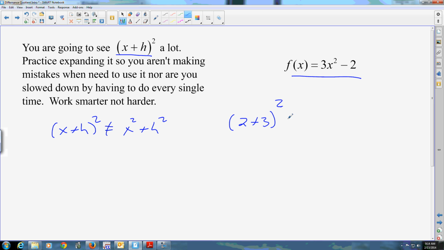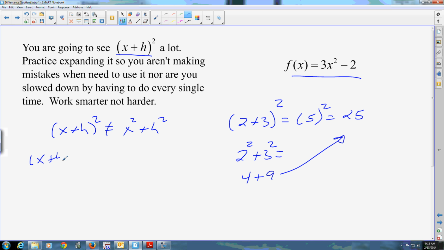You know that 2 plus 3 is 5. 5 squared is 25. If you distribute this in, you get 2 squared plus 3 squared, which is 4 plus 9, which isn't 25. So you can't distribute this in. What are you supposed to do here then? Well, you're supposed to FOIL it.